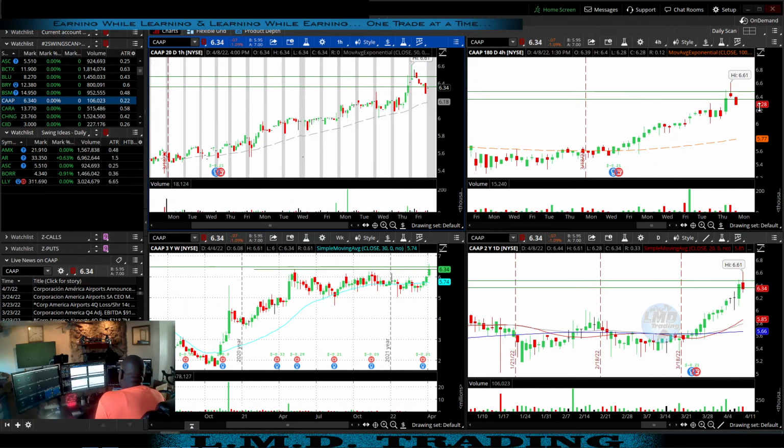This is the pullback that you'd be wanting, but look at that top and tail. Look at that top and tail on decent volume too. So this one might pull back a little bit more than we wanted to, and if you look at the hourly, it did. Here, we wanted it to pull back to this area right here. It broke through it.